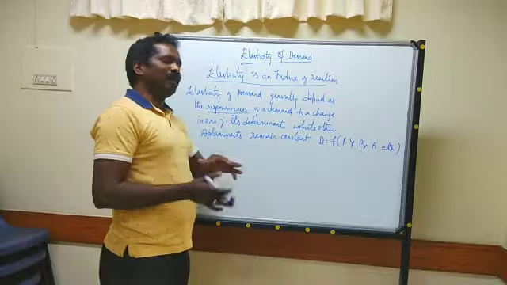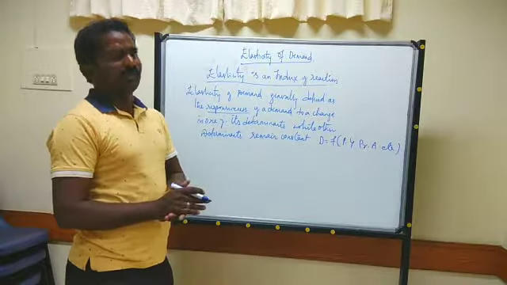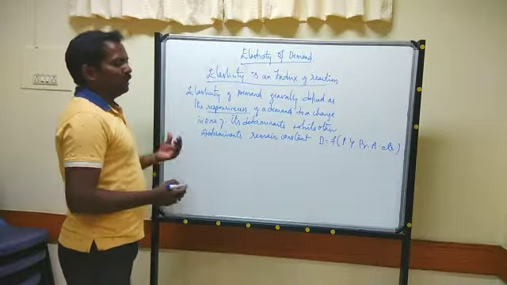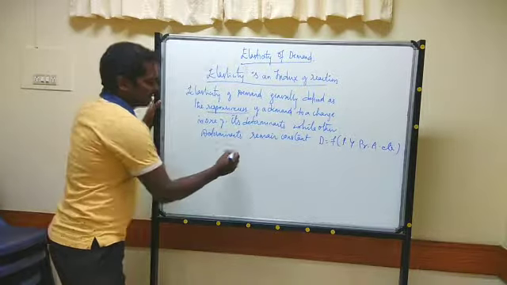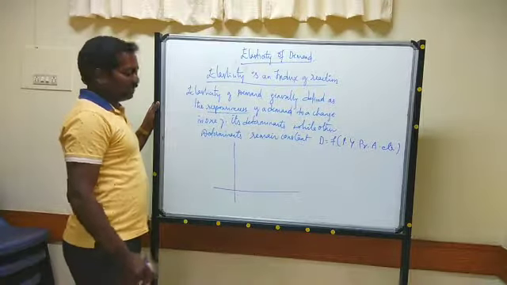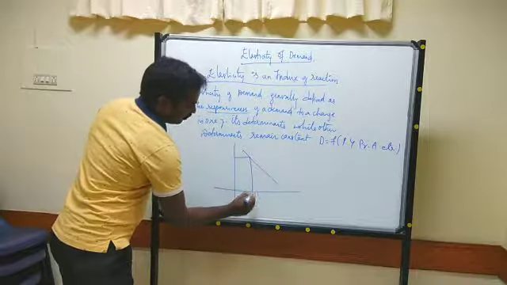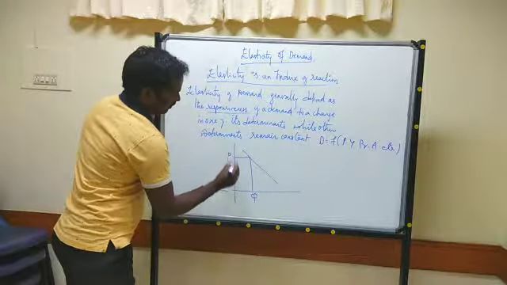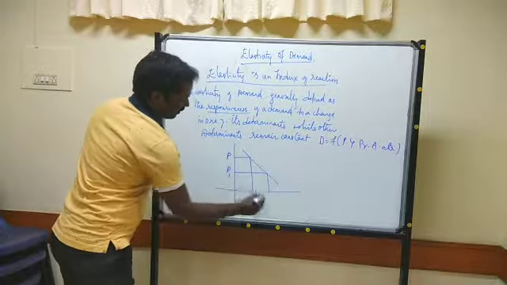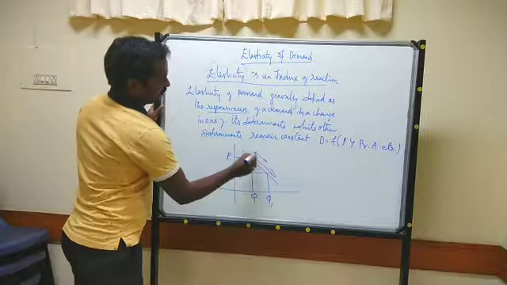When demand and price move in opposite directions, that is an opposite relation, it is called the law of demand. In the previous class we discussed that there is a movement in the demand: the higher the price, the lesser the quantity demanded, and the lesser the price, the greater the quantity demanded. So there is a movement on the same demand curve.